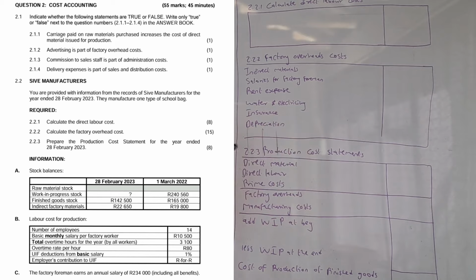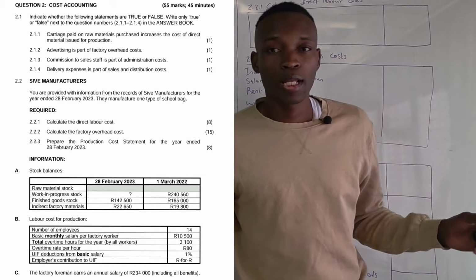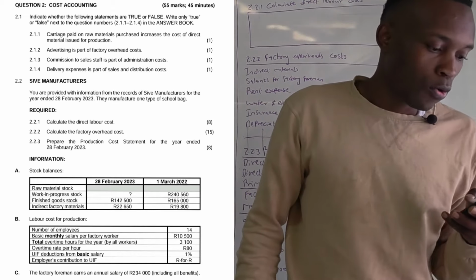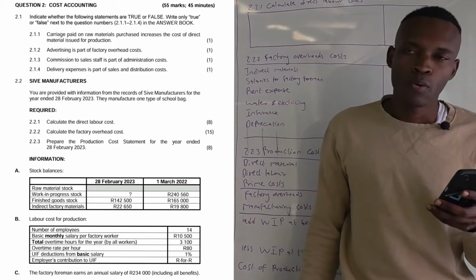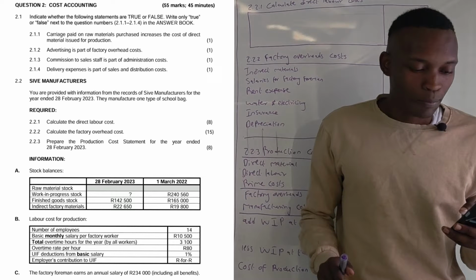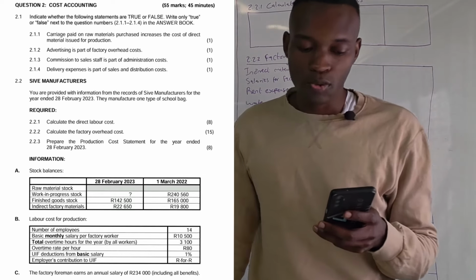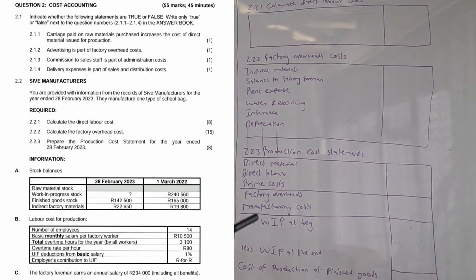Number 2, advertising is part of factory overhead cost. No, guys, it's false. Advertising is related to selling and distribution. Commission to sales staff is part of administration cost. No, it's related to selling and distribution. Commission is not related to admin. Admin is in the office, where there are managers, anything that is not related to sales and the factory.